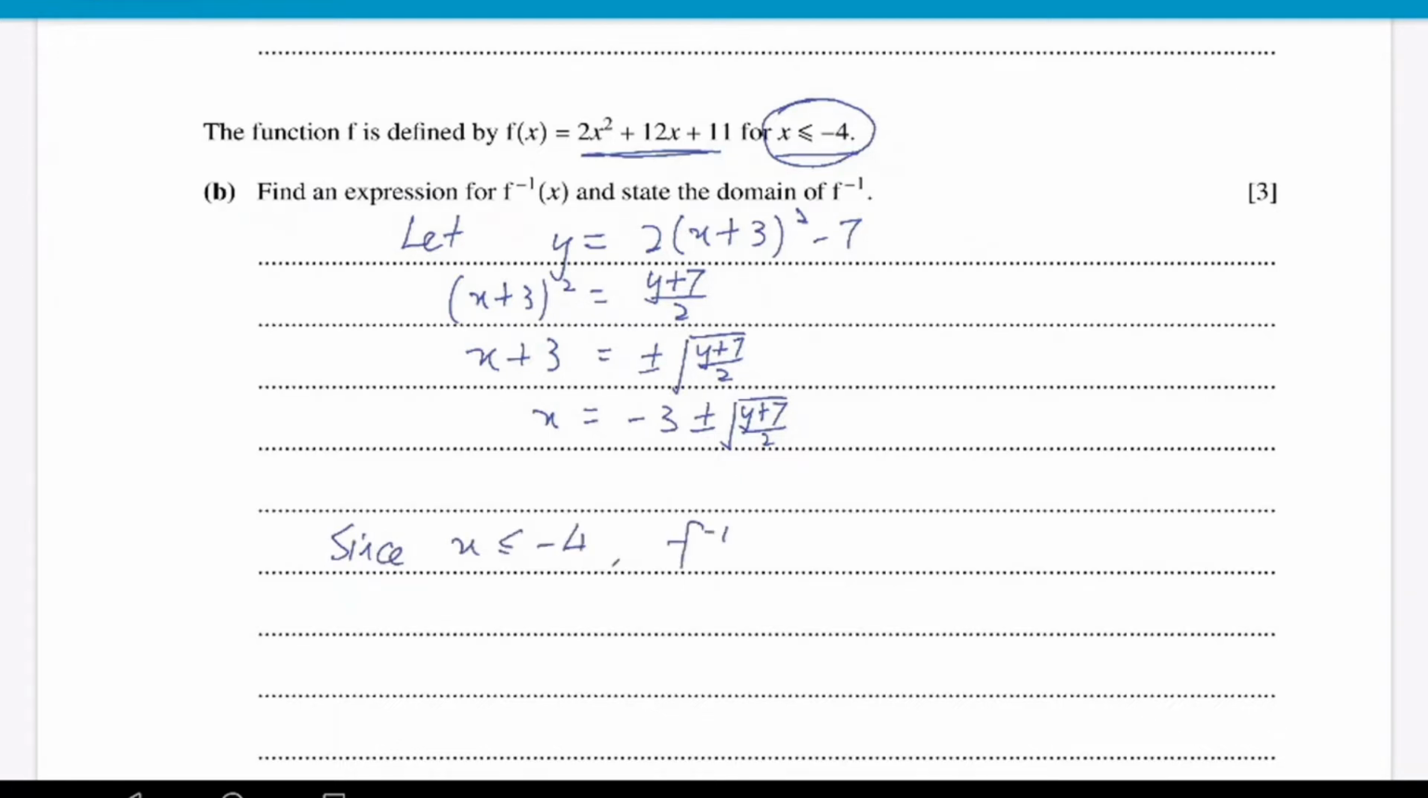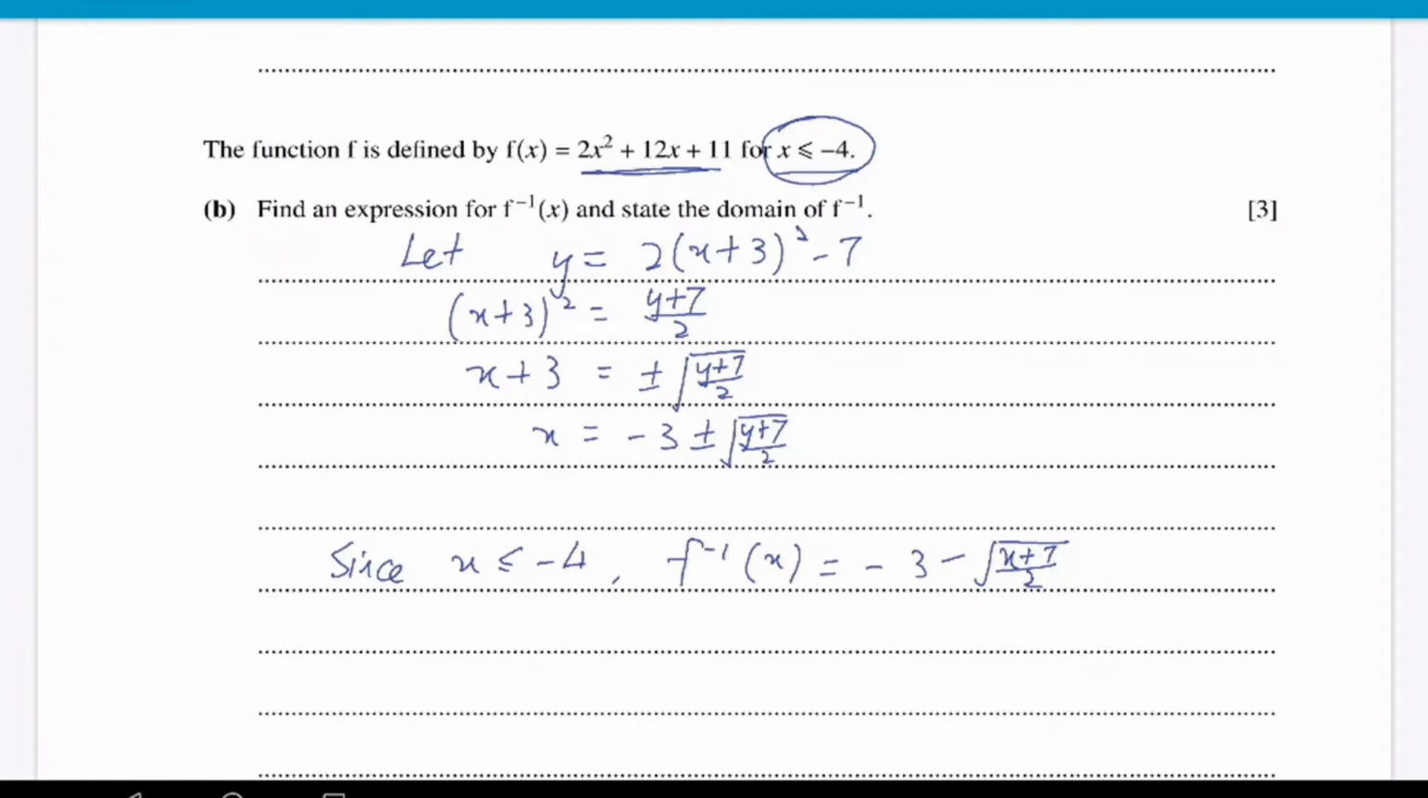the f inverse that we have here is just changing the y to the x there. This is the inverse of a quadratic. Then state the domain of the f inverse. The domain of the f inverse is something that we just need to state. We don't really have to work on that.